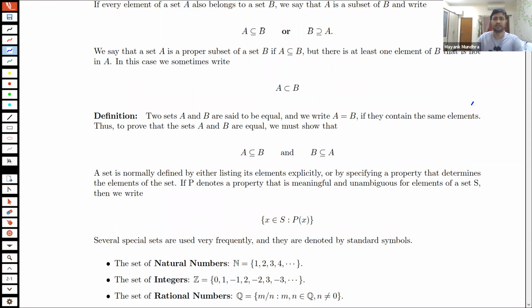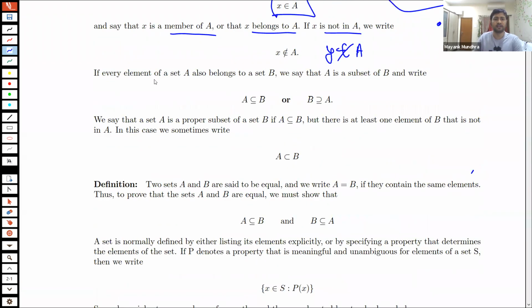Now subsets. If every element of set A also belongs to set B, we say that A is a subset of B. Okay, so let's say B is all graduates, all educated people.